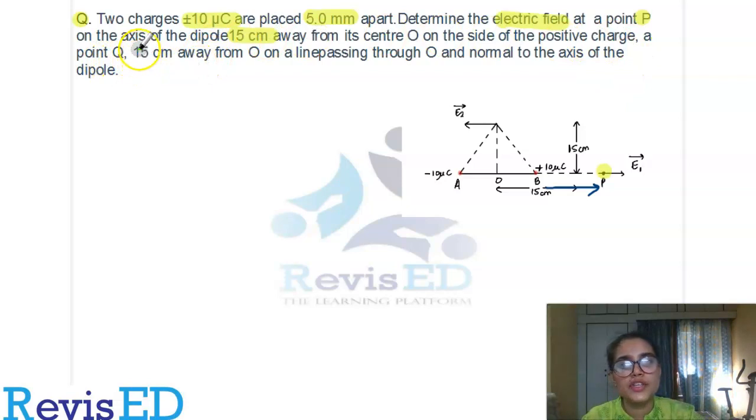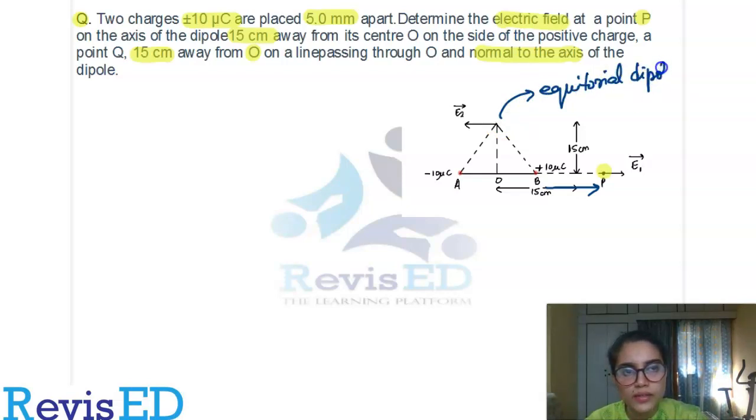And there is a point Q which is 15 centimeter away from O. In which direction 15 centimeter away from O? It says that it is normal to the axis of the dipole. Normal means that it is a perpendicular bisector, or we can simply say that this is your equatorial dipole, right? So here you can see that you have two concepts. One of them represents your equatorial dipole system, whereas this point P represents your axial dipole system.